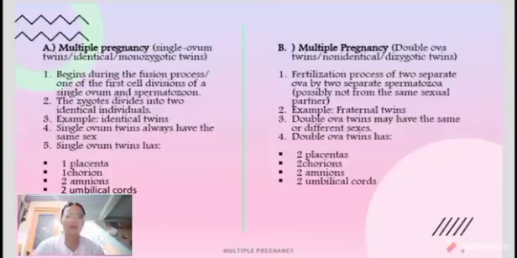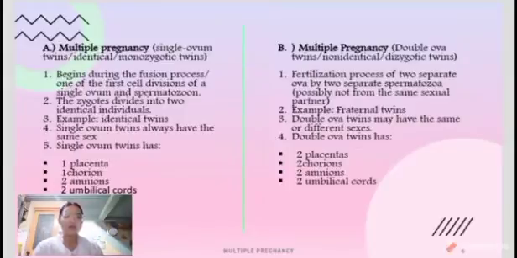Then we have identical twins. Identical twins are formed from the fertilization of a single ovum that is divided into two identical entities. Here we have further discussion of the identical and the non-identical twins.